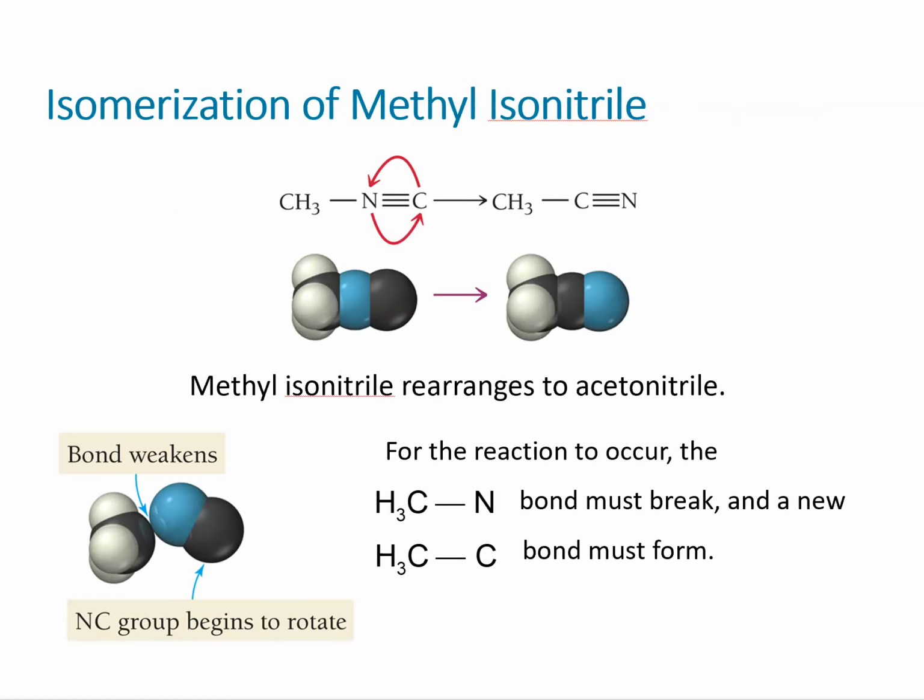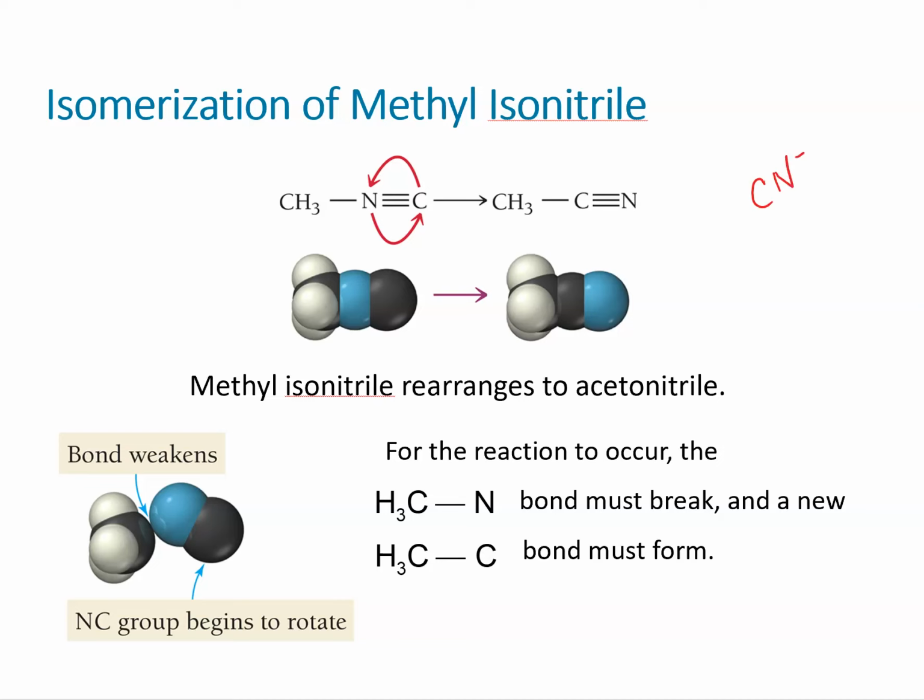So let's take a look at the isomerization of methyl isonitrile. So methyl isonitrile has a methyl group, the CH3 here, attached to the nitrogen side of a nitrogen with a triple bond to a carbon. And the nitrogen to carbon triple bond is very strong. And it's drawn a little bit weird here, because what it looks like in this reaction is that the carbon and nitrogen are like flipping. And I want you to think of this as a ball that's rolling, because this triple bond is not changing. Cyano group looks like this.